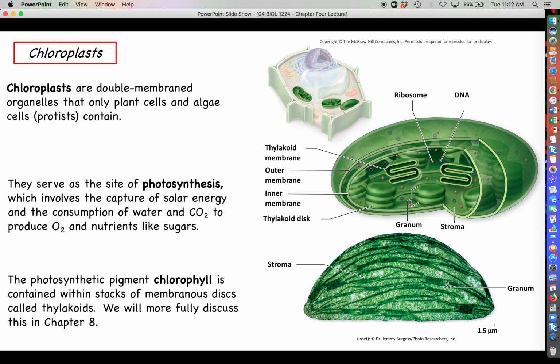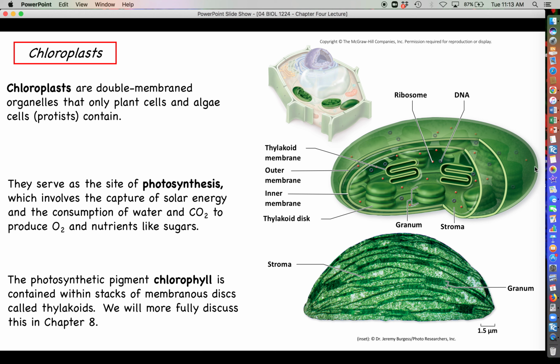So we talked before about what kinds of organisms are photosynthesizers, and we said that is plants, algae, those are eukaryotic protists, and then cyanobacteria. But cyanobacteria are prokaryotes, so therefore they do not contain organelles. So we'll talk a little bit about how they perform photosynthesis here in just a little bit.